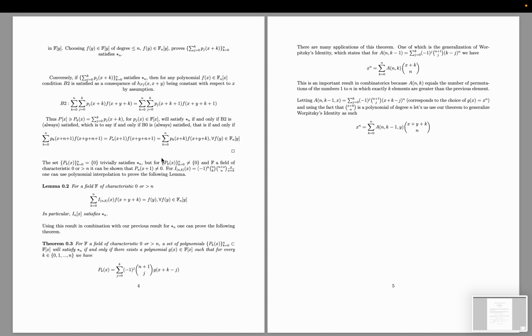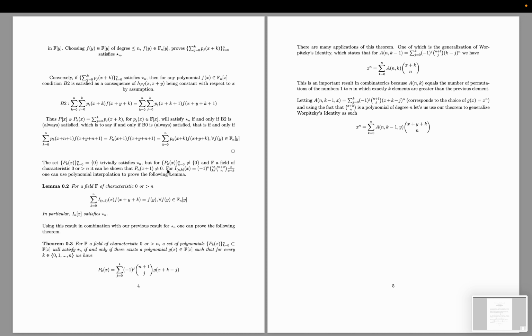So if one of these things is not equal to 0 and our field is the appropriate characteristic, then capital P sub n of x plus 1 is not equal to 0. And that's the same thing as saying capital P sub n of x is not equal to 0, but it's interesting to comment on the capital P sub n of x plus 1 because that's what shows up in our lemma. And if we know that that's not 0, that means that we're allowed to divide by that term, which is helpful.